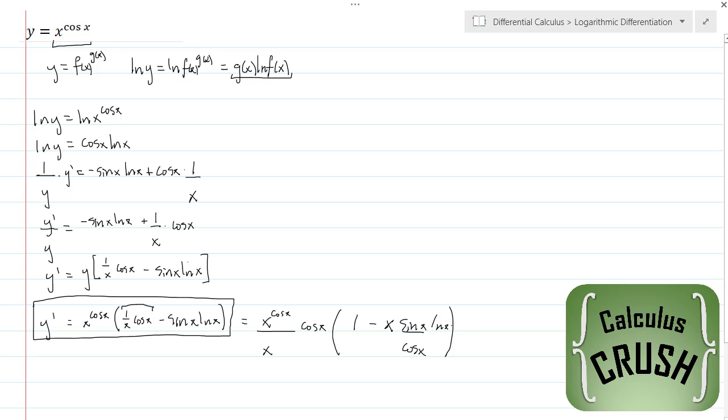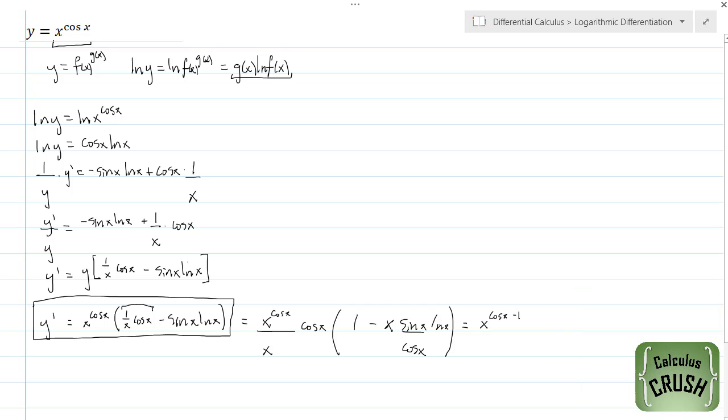So this doesn't really look any better. I've probably made it more complicated. If we do one more step here, maybe we can make it look a little bit nicer. x to the power of cos x over x is the same thing as x to the power of cosine x minus 1, because x on the bottom is a minus 1 power. And then we have this times cosine of x. And then on the inside, we've got 1 minus, now this is actually x tangent x ln x.